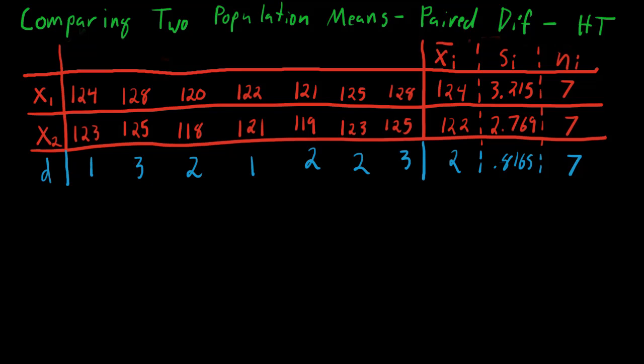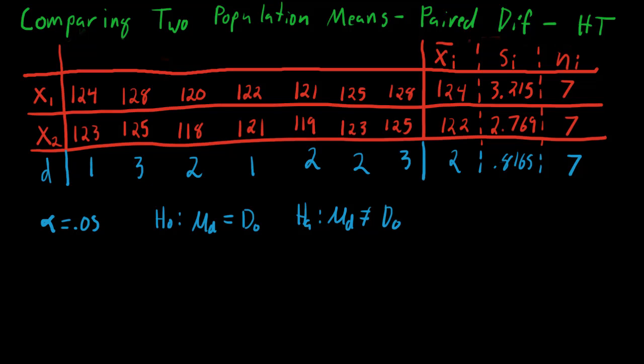So for this one, we're going to do a hypothesis test using alpha is equal to 0.05, and we're going to do a two-tailed test. We're going to say H naught is mu d is equal to d naught, and our alternative, or HA, is mu d does not equal d naught.